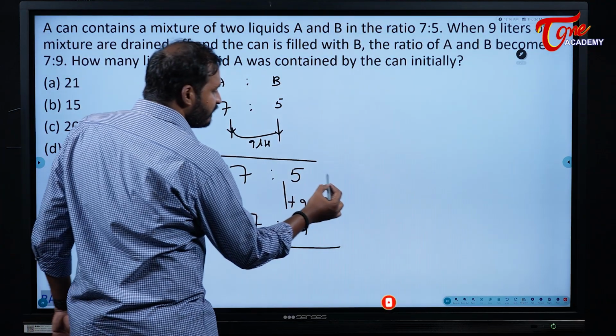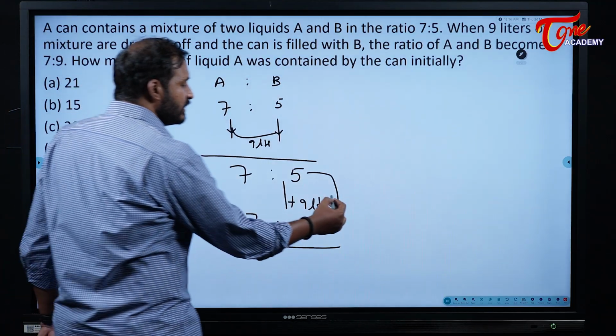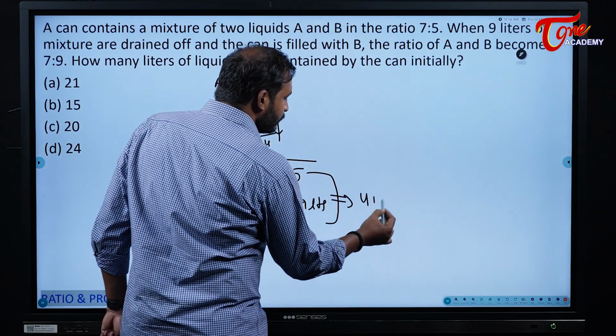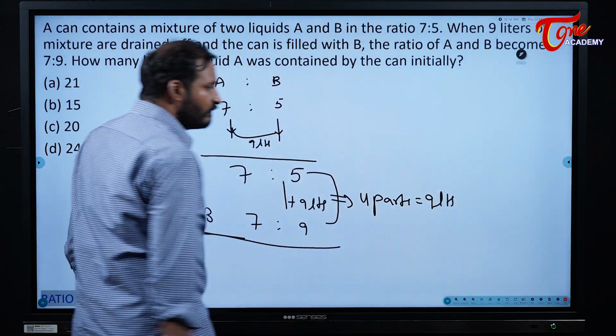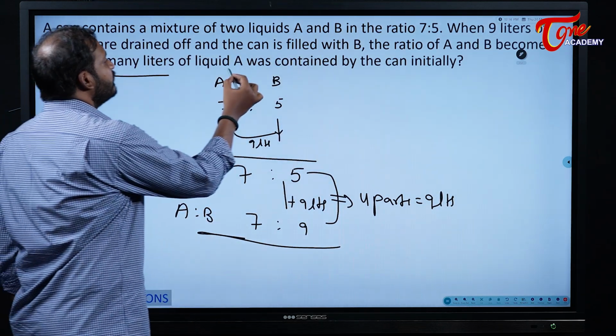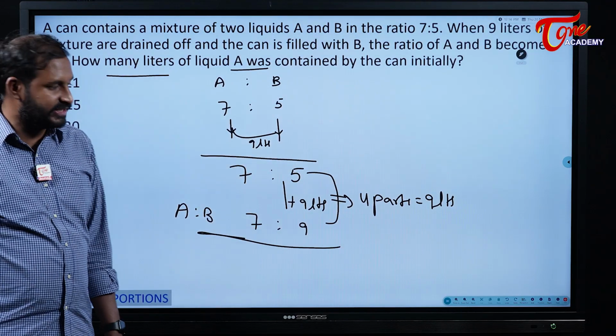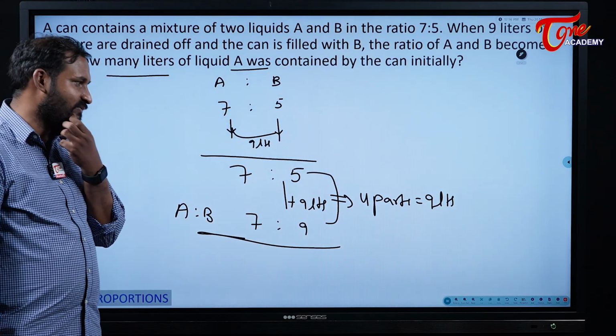So B changed from 5 to 9. That means 4 parts is equal to 9 liters for us here. Now, how many liters of liquid A was contained by the can initially? That is the question for us.